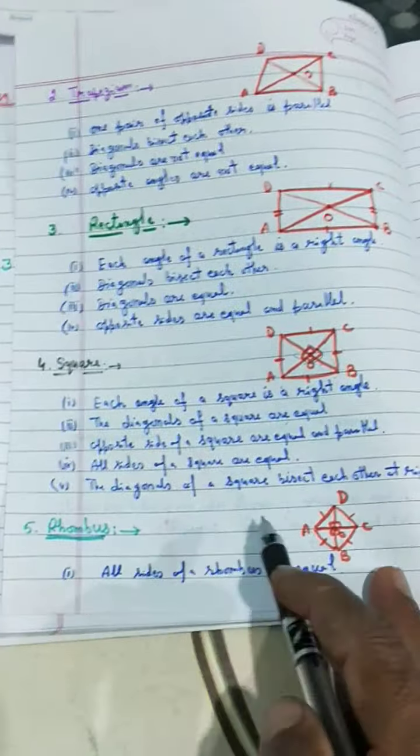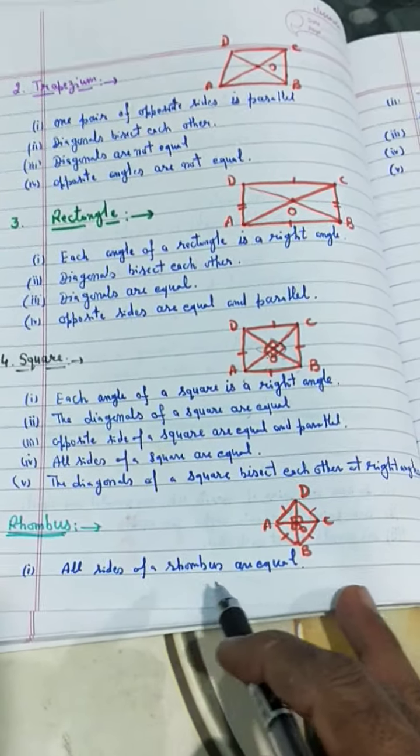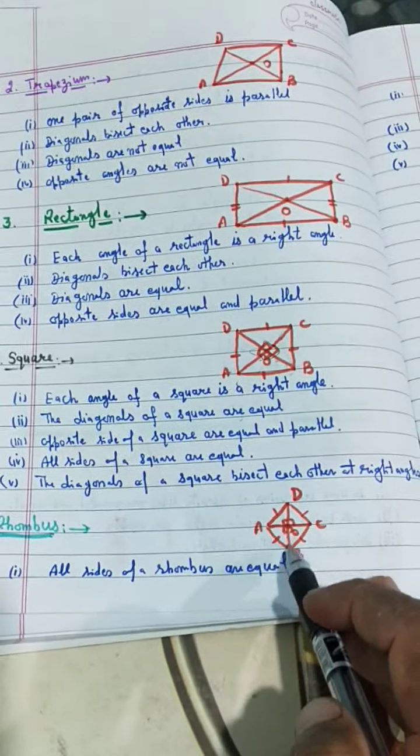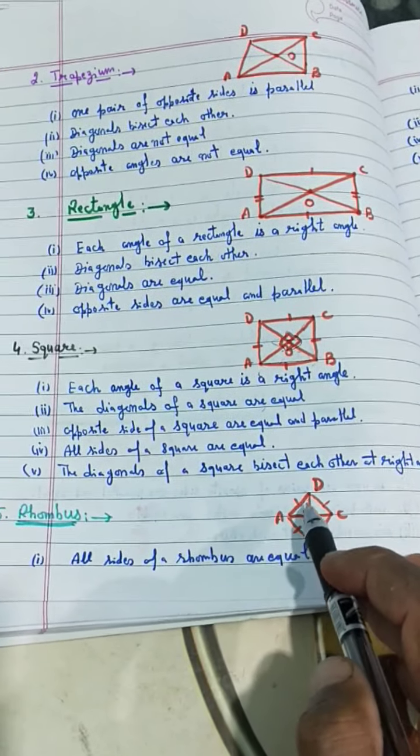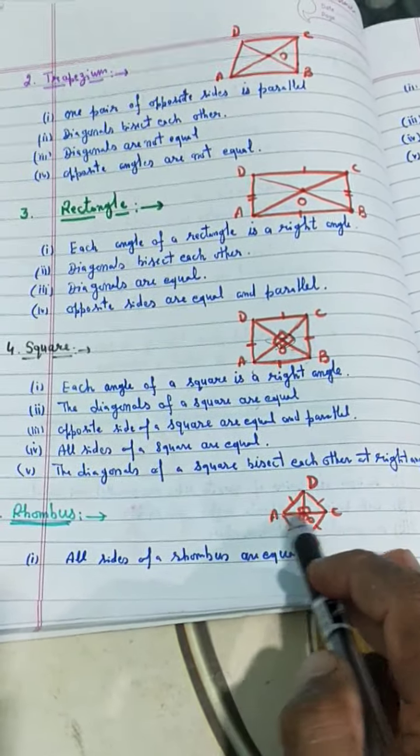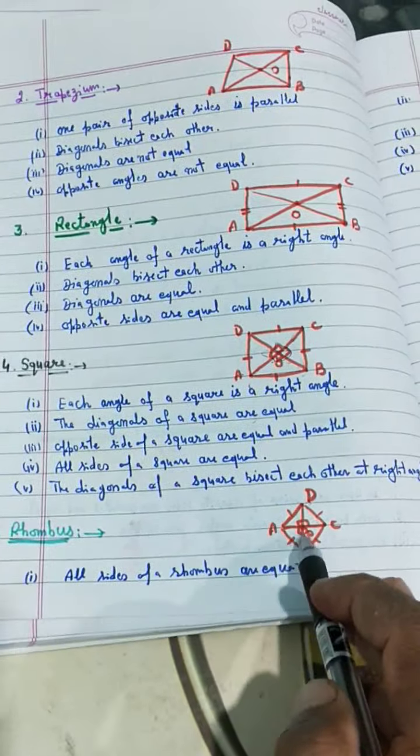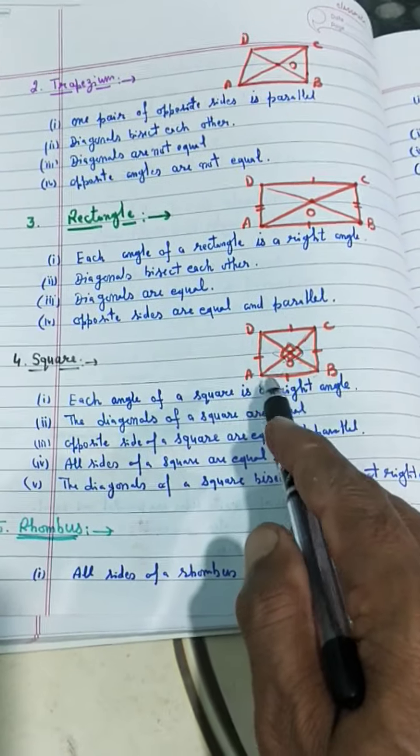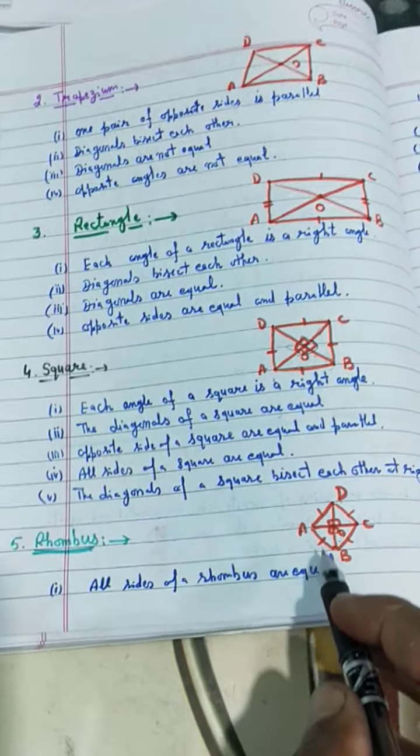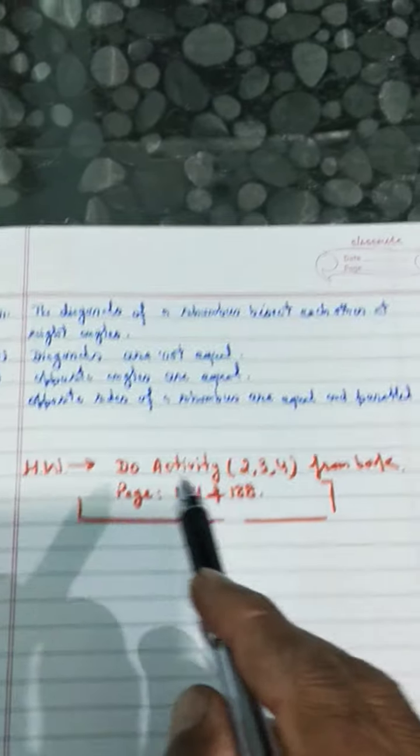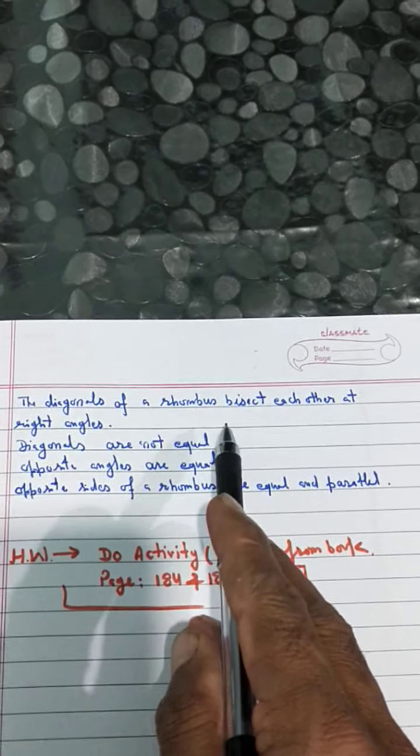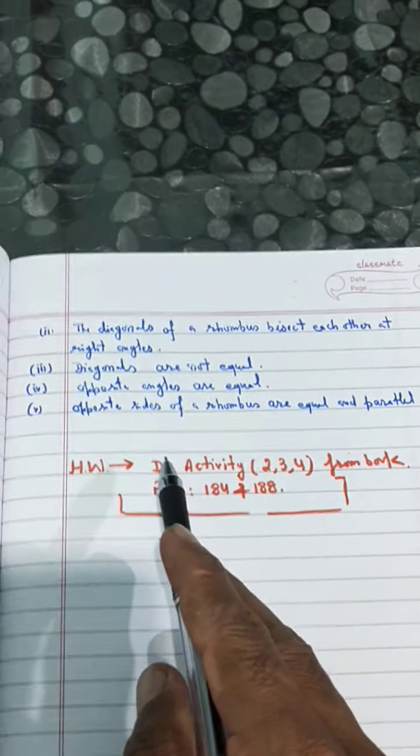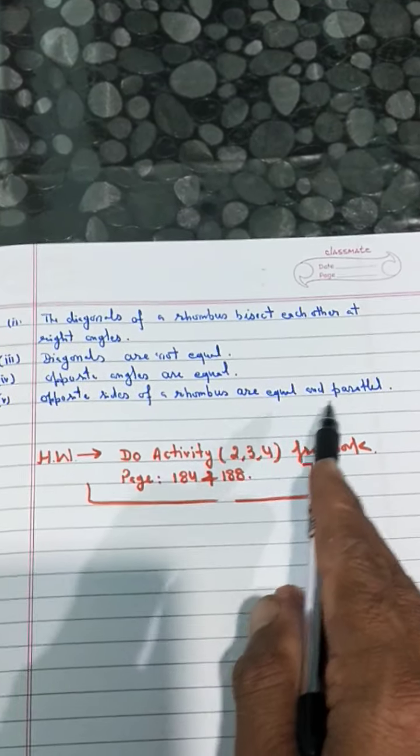Now next, rhombus. All sides of a rhombus are equal. AB is equal to BC is equal to CD is equal to DA. And diagonals are not equal. AC is not equal to BD. But diagonals bisect each other at right angle in case of rhombus, similar to a square. Diagonals are not equal. Opposite angles are equal. And opposite sides of a rhombus are equal and parallel.